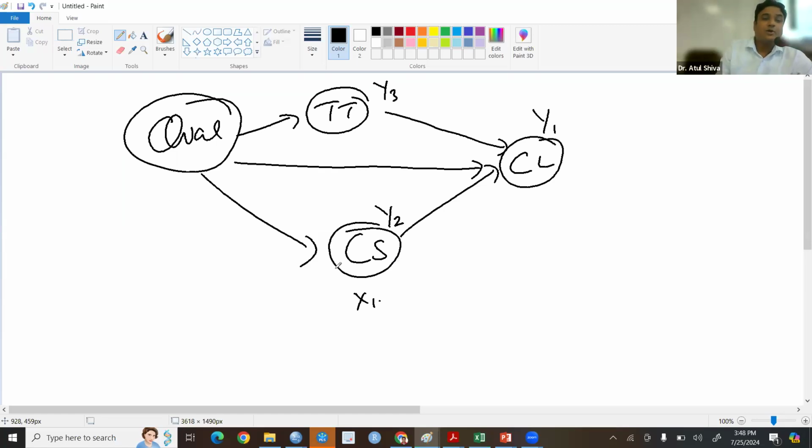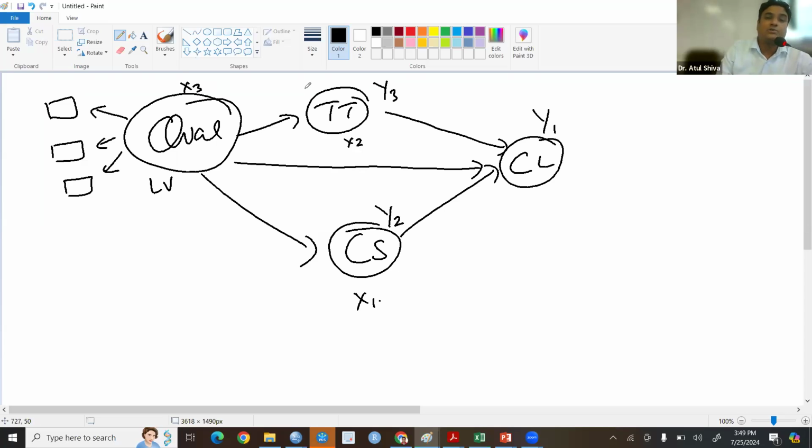These are called latent variables. Latent variable means unobserved variables. We measure them with the items. So customer satisfaction is my X1, trust is my X2, quality is my X3. There are three dependent variables and three independent variables.